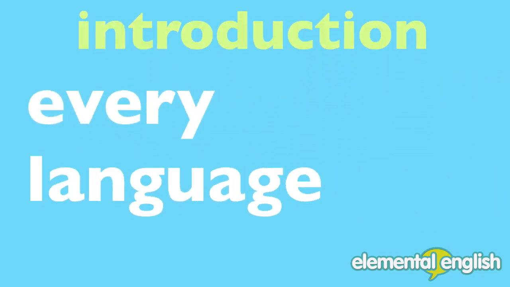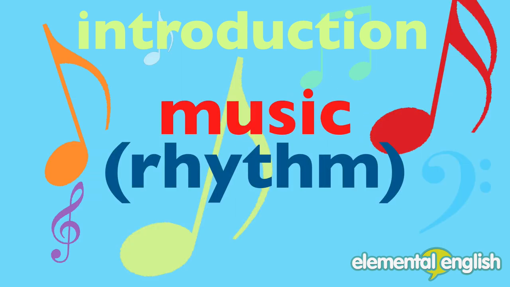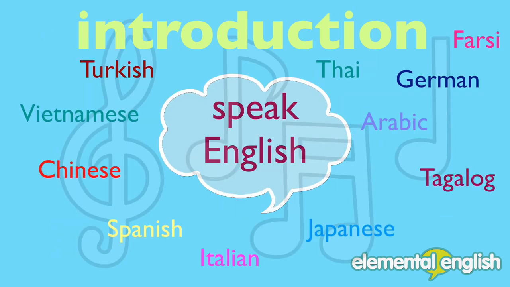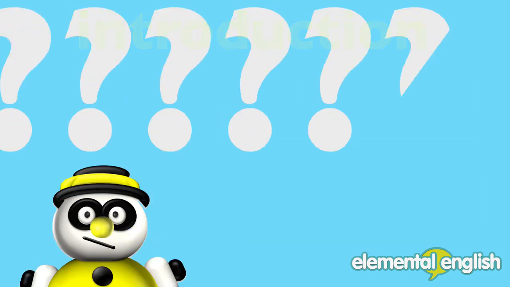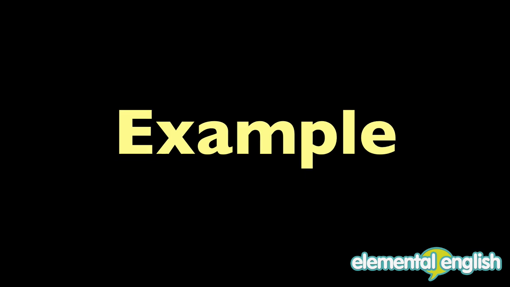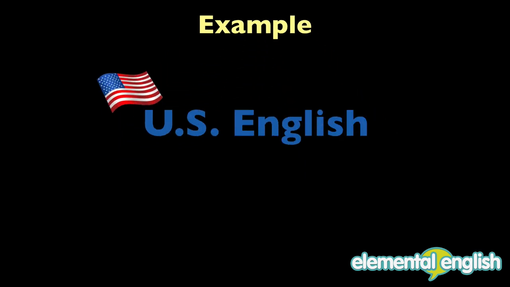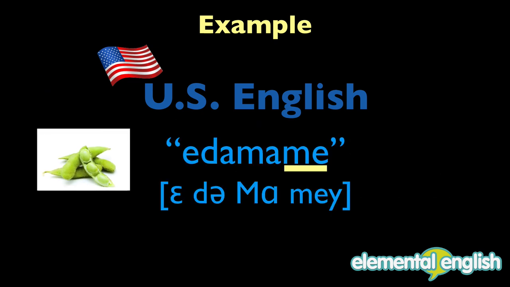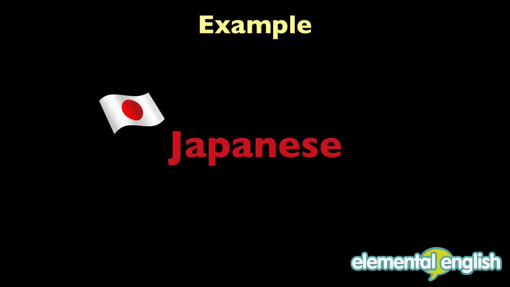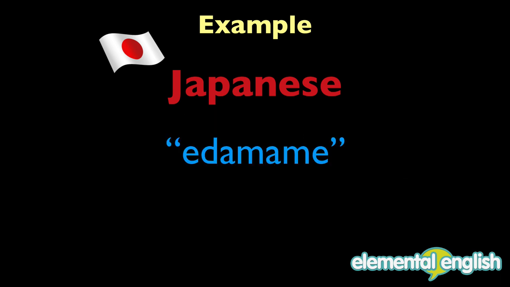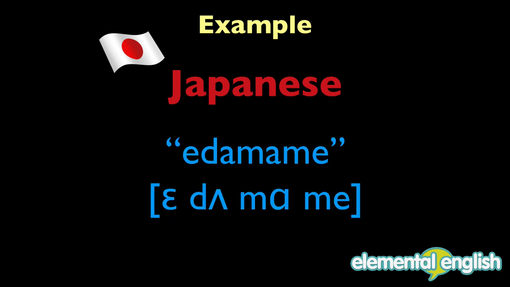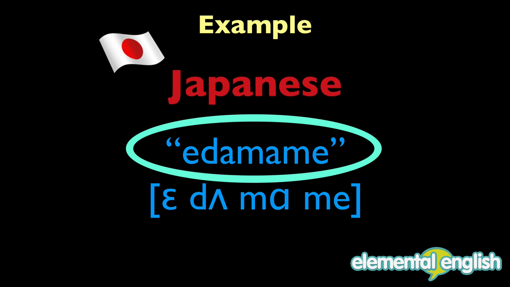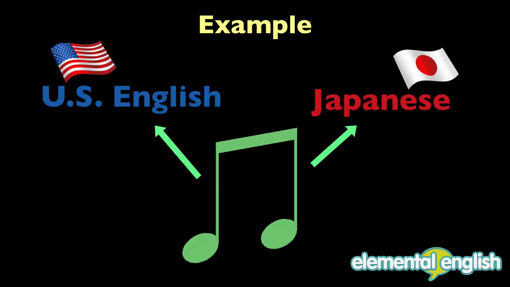Introduction. Every language has its own music or rhythm. So if you speak English with the music of your first language, others may have a hard time understanding you. For example, in American English, we say the name of those little green bean snacks that we get at Japanese restaurants as edamame by de-stressing the second syllable and stressing the third syllable. In Japanese, however, a language where syllables carry equal stress, they would say it something more like edamame. So the same exact word completely changes because of the music of each language.